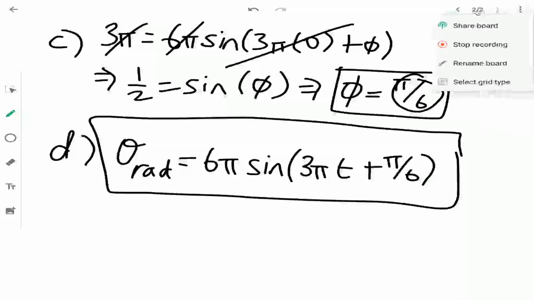Let's continue with parts E and F. Part E says find the angular velocity at time t, and part F says find the angular velocity at time equals 2.5 seconds. So I'll wait for a few seconds. I've given you the equation of motion for the angular simple harmonic motion, and we'll check after a few seconds.